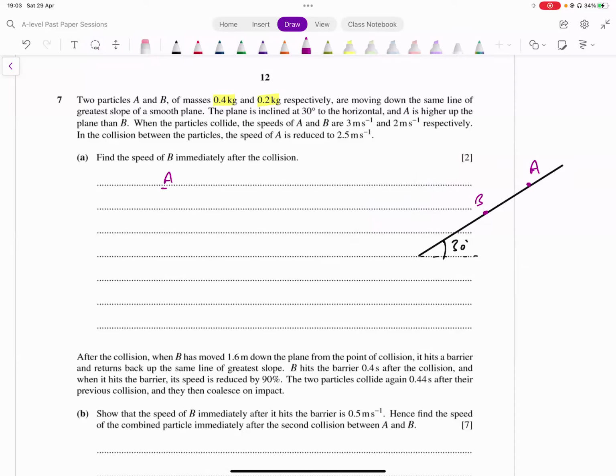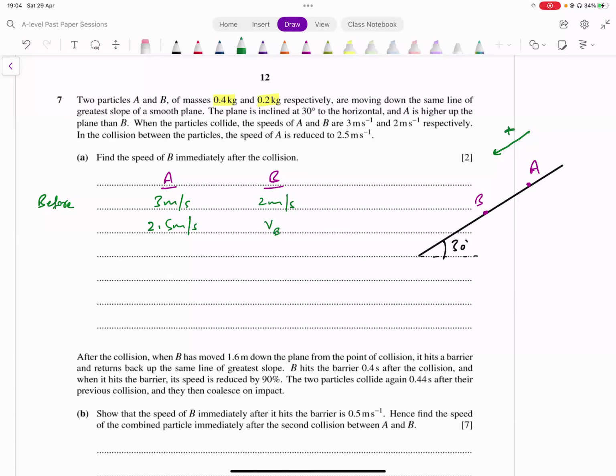So we have particle A and we have particle B. One direction we have to assume as positive. Okay, so both particles are coming downward, we say this direction is positive for us. Now before collision, what are the speeds of A and B? Before collision, A is moving at 3 meters per second and B is moving at 2 meters per second. And after collision, the speed of A becomes 2.5 meters per second. What we have to find is the speed of B after collision. Let's call this V, B. This you have to find.